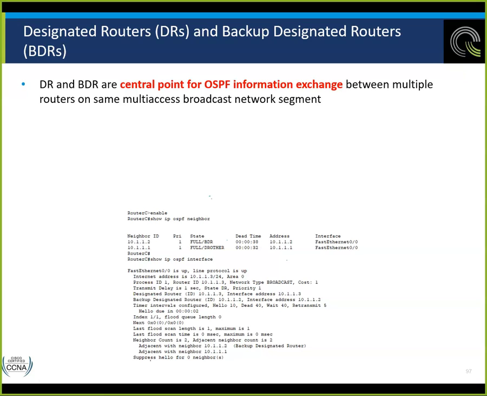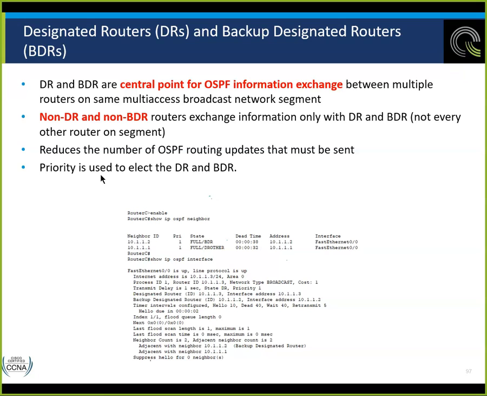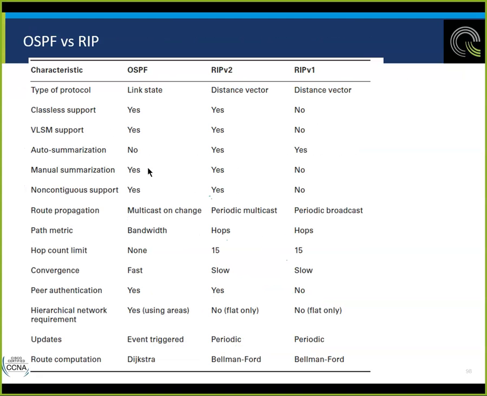Everything's connected to a switch, essentially, is what they are. The non-DR and the non-BDR routers exchange information only with the DR and the BDR, not all the other ones. This configuration was designed to minimize the amount of traffic that went on in those areas. It reduces the number of updates that have to be sent, and the priority is used to elect the DR and the BDR. And if the priority is the same, the highest router ID.